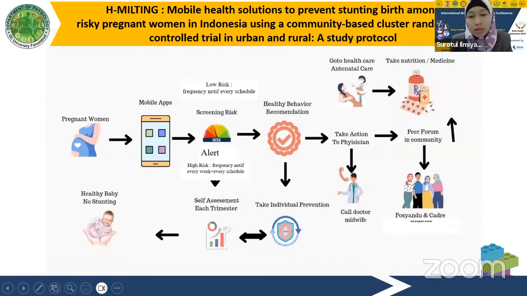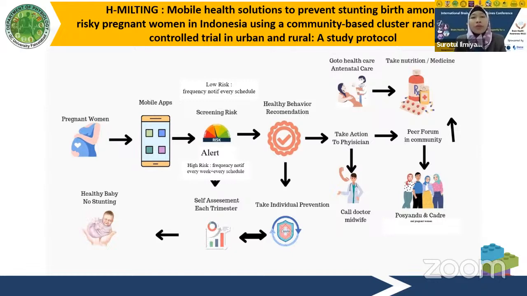And this is the process for the H-Milting app. First, pregnant women will be given the mobile app, and then they can download it and fill in the form, and I will split them into two groups by using risk screening. Those with a risk higher than the median are called the high risk group. Pregnant women under the median of the risk will enter the low risk group. And it will differ between the low risk and high risk groups.